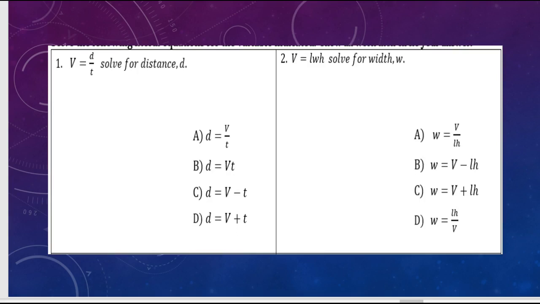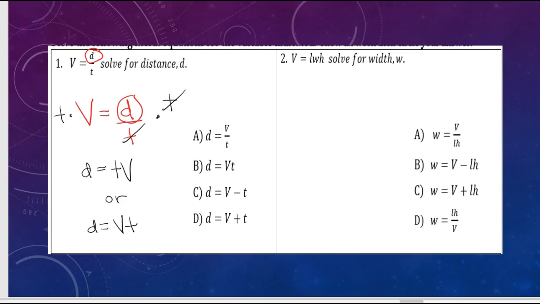Let's get started. So number 1 is very similar to number 1 on the test, and we need to solve for D. So I'm going to circle D. Actually, let me rewrite the equation, and I'm solving for D, which means I need to get rid of a divided T. Well, a divided T moves with a multiplied T. Whatever we do to one side, we do to the other. And D equals T times V, or because multiplication is commutative, D equals VT. So I'm looking for both of those, or either of those, and it looks like B is my answer here.